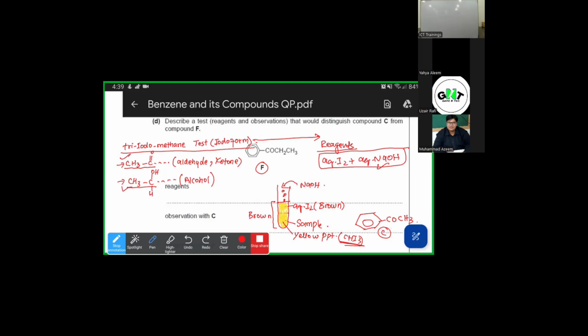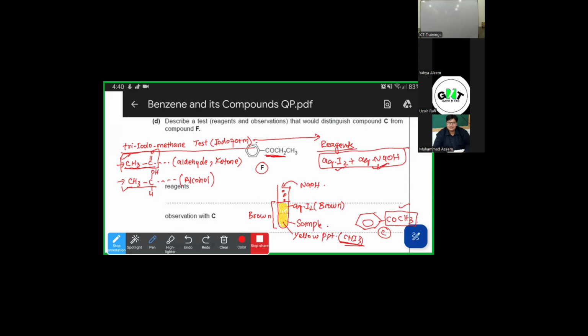So if you look at compound C, you have CH3CO present, and this is a ketone. Whereas if you look at this one, this is also a ketone, but this CO is attached with CH2, not with CH3. So we can apply this test. The reagents would be aqueous iodine and aqueous NaOH, and the observation with C is that a yellow precipitate forms. The observation with F is that no yellow precipitate forms.